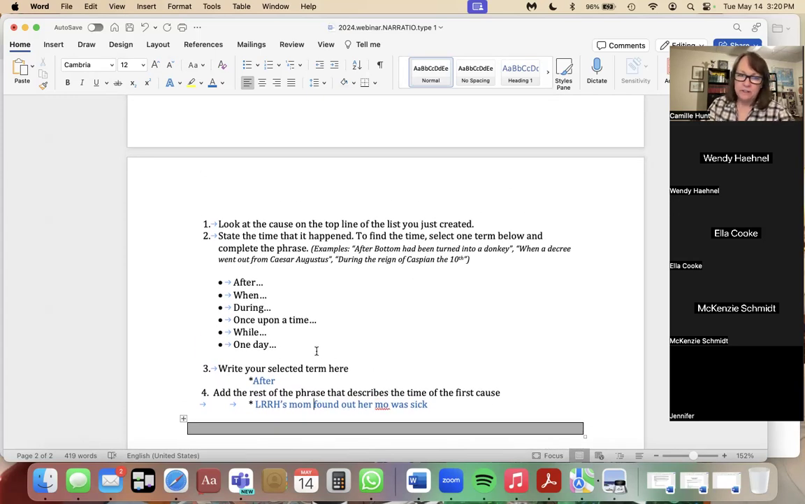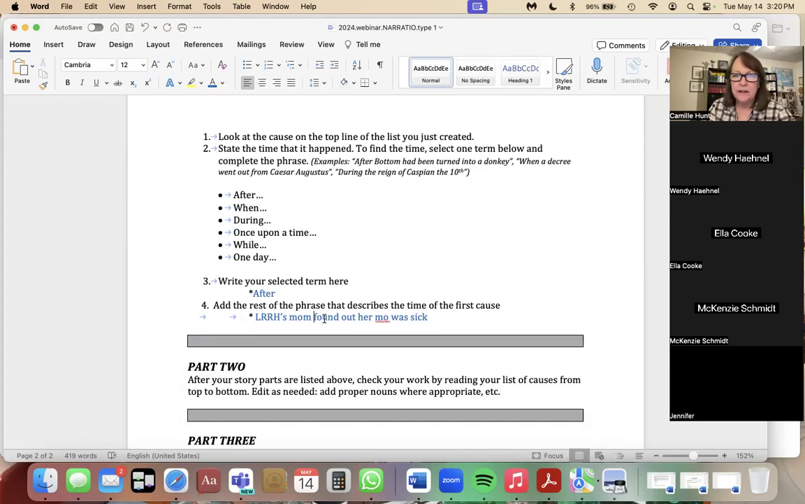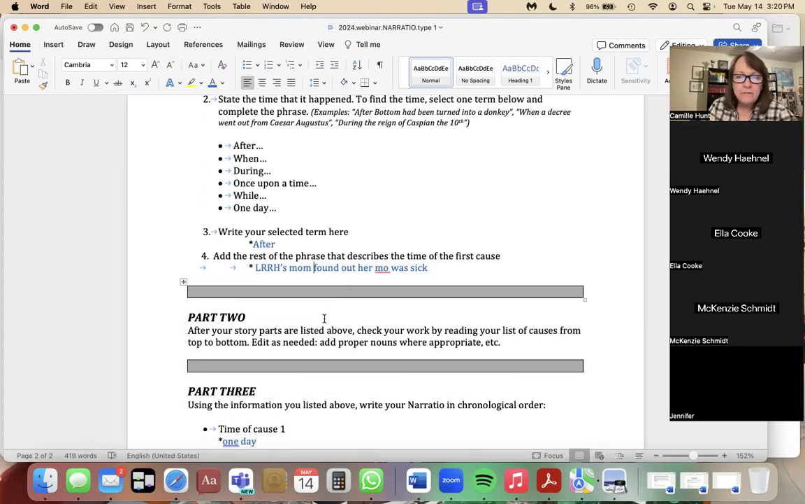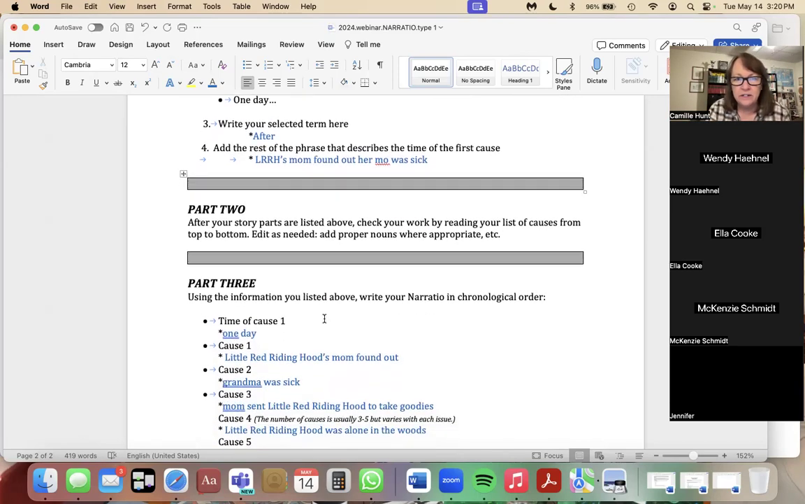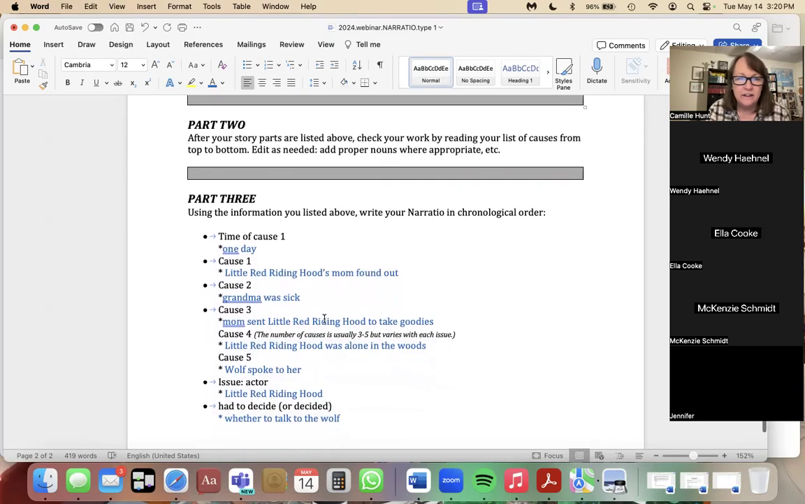We have a chain of causes. We have all the whys, all the causes, and then we can begin with a time now. So part 2, after your story parts are listed, check your work. We made this from bottom to top. Now we're going to check it from top to bottom. Just like when you subtract, you go from top to bottom, and then you check it from bottom to top. So let's turn it around and see what it looks like.